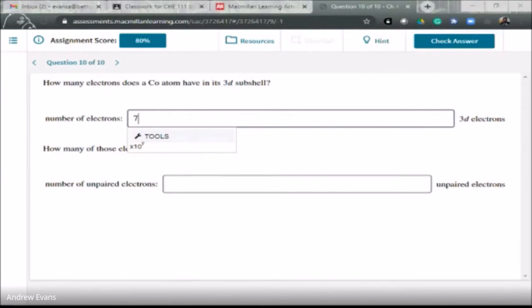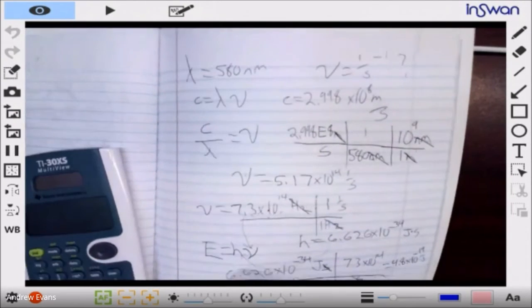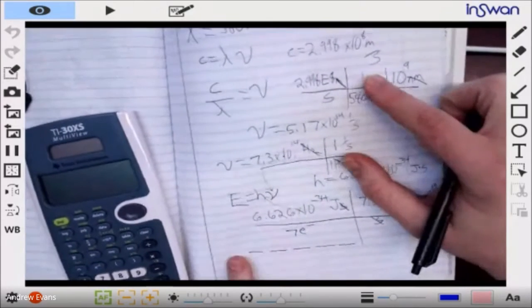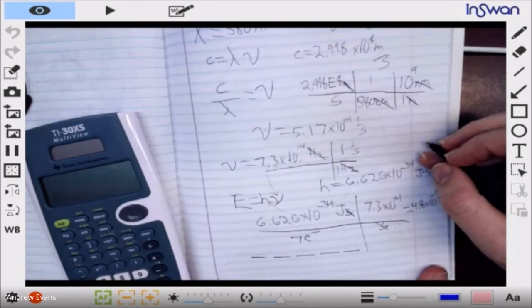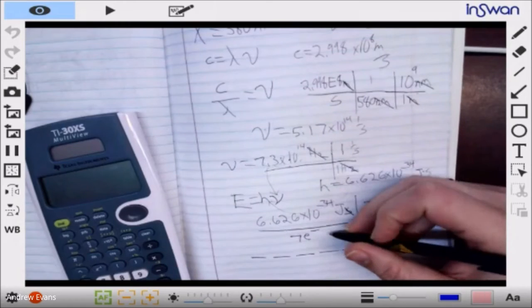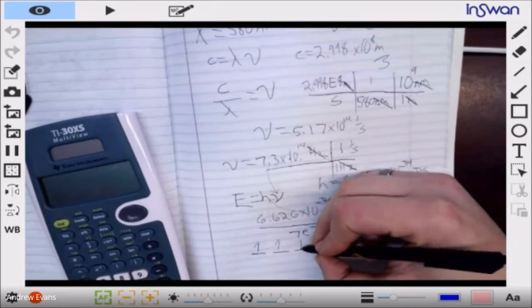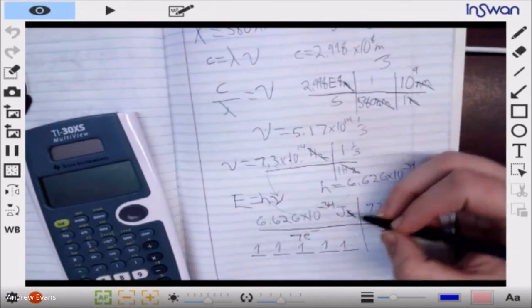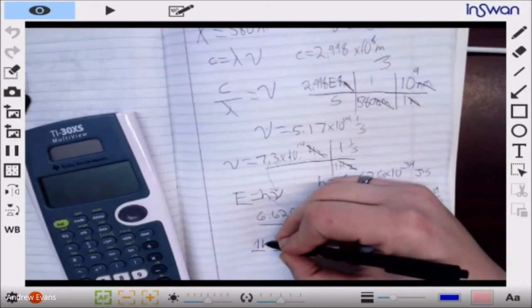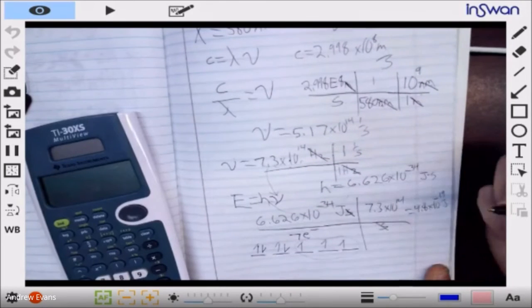And here's where I've drawn out my little thing to make it a little bit easier. I've got to put 7 electrons in here. There are many different ways you could do this, but there's only one way that gets it right. We start by putting 1, 2, 3, 4, 5, and then I start pairing them: 6, 7. So how many unpaired electrons do we have? 3.